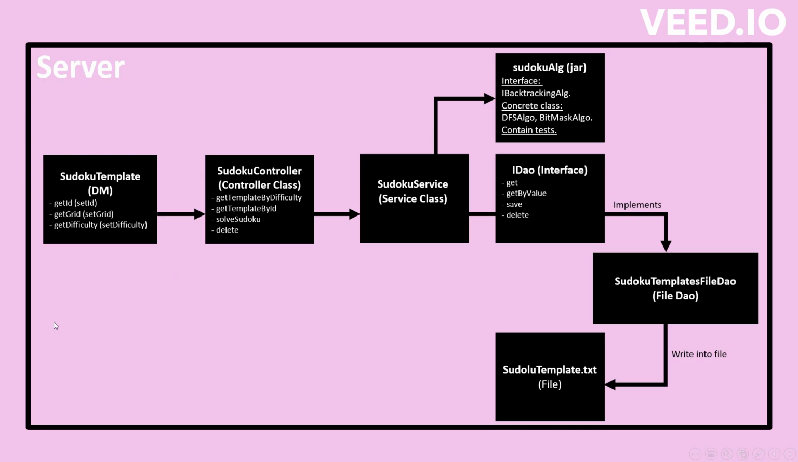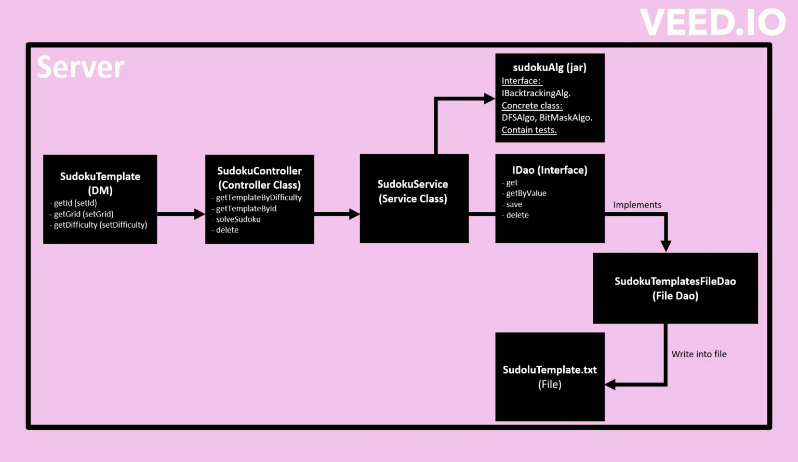First, server side. As you can see, the server side has several important layers. Algorithm. The algorithmic part of the application is responsible for solving Sudoku puzzles. I have created two classes that implement the backtracking alg interface, bitmask-algo and dfs-algo. These classes use backtracking to solve Sudoku puzzles, but use different approaches to the backtracking algorithm.